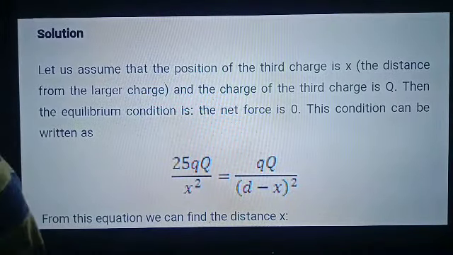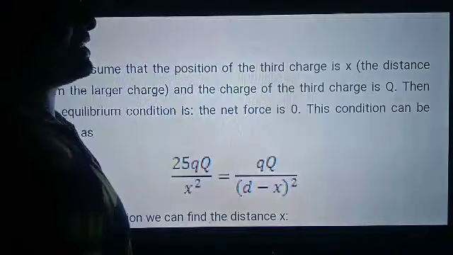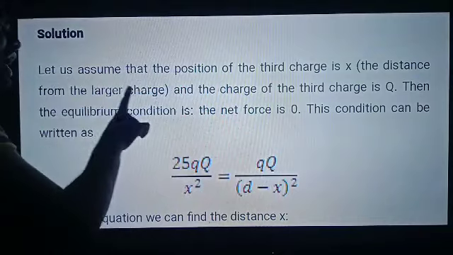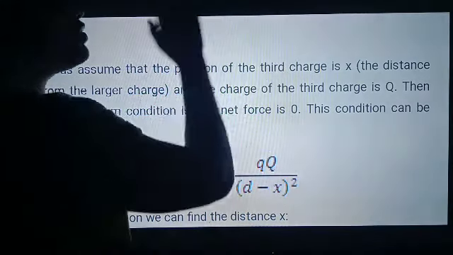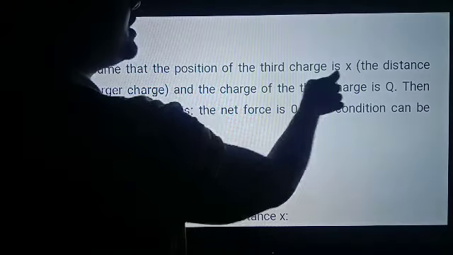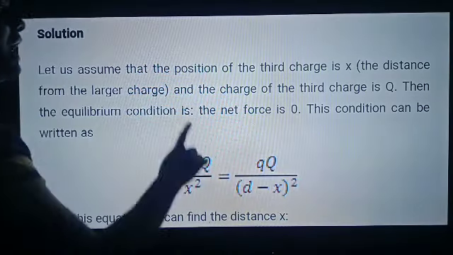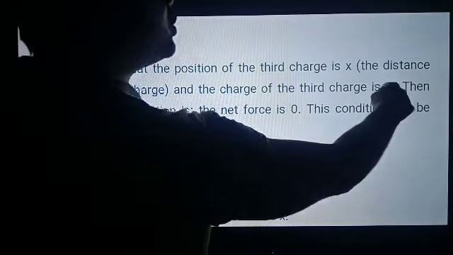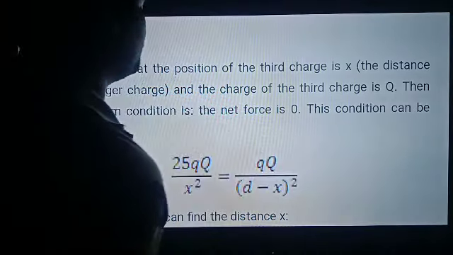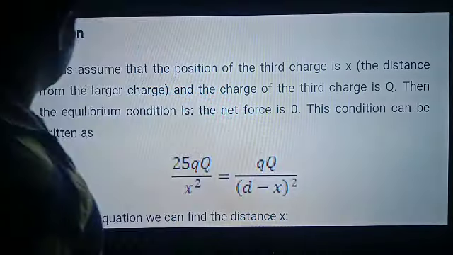Let us assume that the position of the third charge is x. This is the position of the third charge, that is x from the larger charge. The total distance of the rod is d, and the position of the third charge from the larger charge is x. The charge on the third charge is q, that is, capital Q.